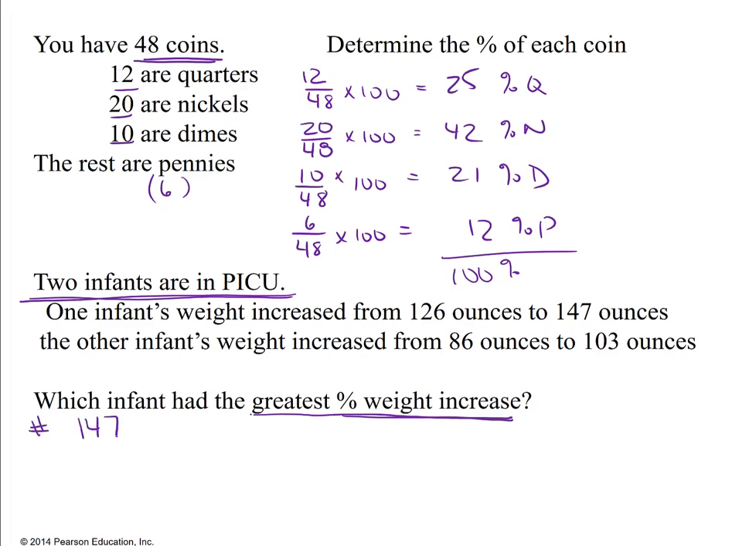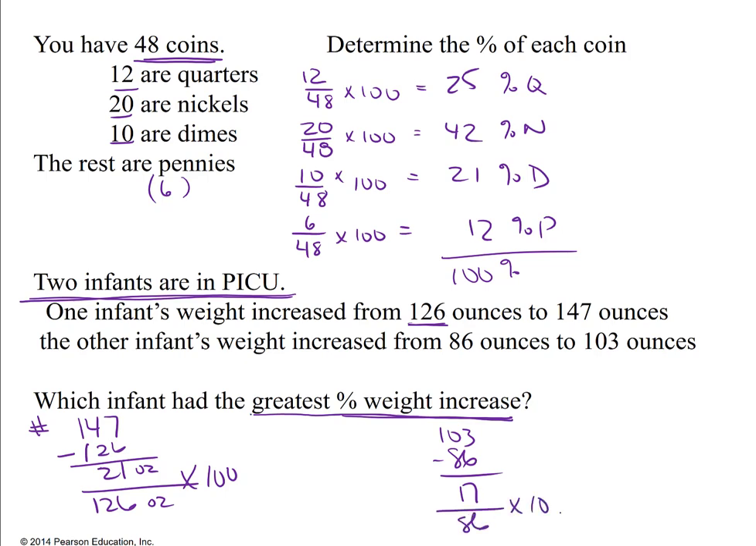So infant number one, you take 147 minus 126, so that would be 21 ounces, the amount that they actually increased. You would divide that by what they weighed to begin with. So 126 ounces is what they began with. That would be like the whole, times 100. The other infant went from 86 to 103. So doing the difference between them, 17 divided by the beginning, 86, times 100 is going to tell you their percent increase. So this one ends up coming out as 19.76, or 20%. This one, 21 divided by 126, comes out to a 17% increase. So baby number two actually has had a higher percent body mass increase.